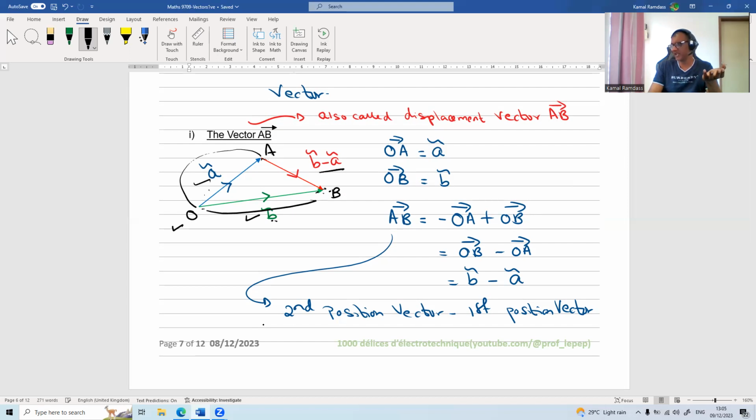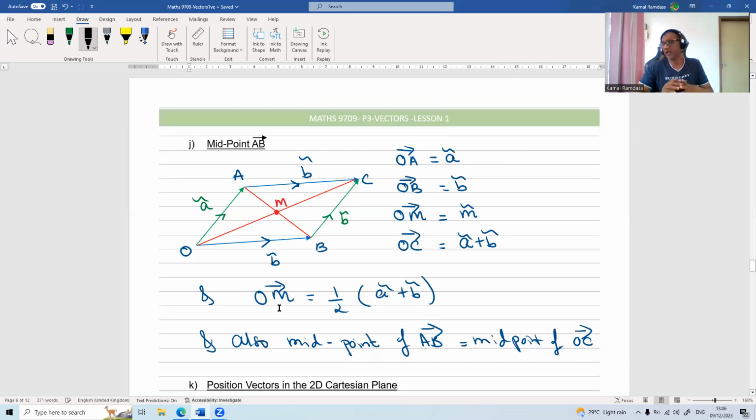That means vector AB is minus vector OA plus vector OB, which equals vector OB minus vector OA, which is B bar minus A bar. What this tells you is that the displacement vector AB is the second position vector OB minus the first position vector OA. Do you understand that? We continue, and now we can talk about the midpoint of AB.